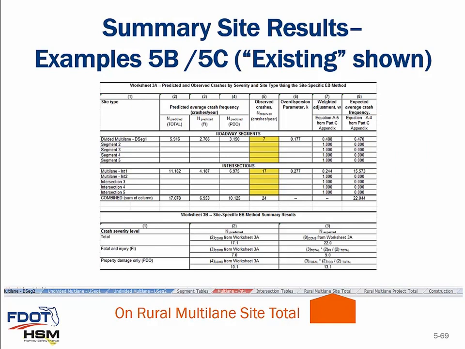But now let's look at this when we bring the two conditions together, the segment and the intersection, and look at it as a total transportation facility. In here you can see we're in the rural multi-lane site total. For the 5B example, looking at the segment, we had observed crashes of 7. You can see that in the yellow cell. For the intersection, we have observed crashes of 17 per year. And you can see that also in the cell, totaling up. You can see down in the bottom here that we now have our total crashes for looking at it from an intersection and a roadway segment. So the spreadsheet will total all that for you together.